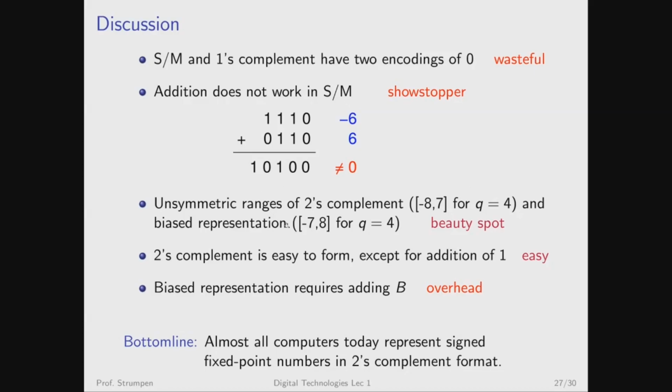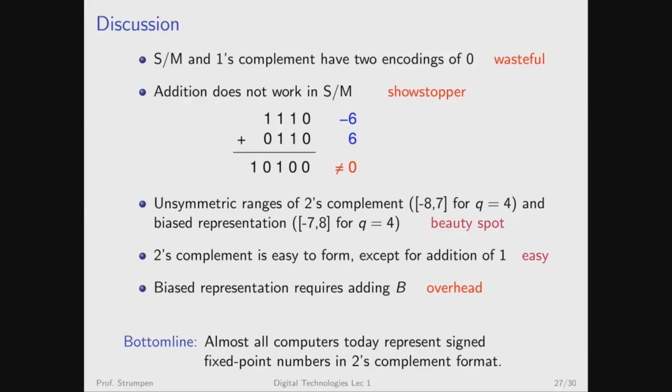So we consider the asymmetry in the range just as a beauty spot that we can live with, though. There is one little complication with the 2's complement. To form it digitally, you probably want to flip all the bits, meaning form the ones complement, but then you still need to add the 1. Right? At first glance, that addition of a 1 is a tricky thing to do.